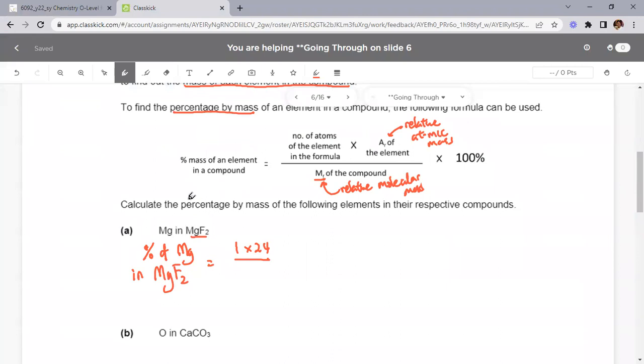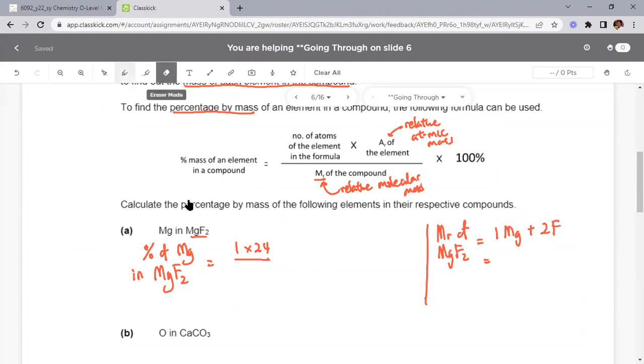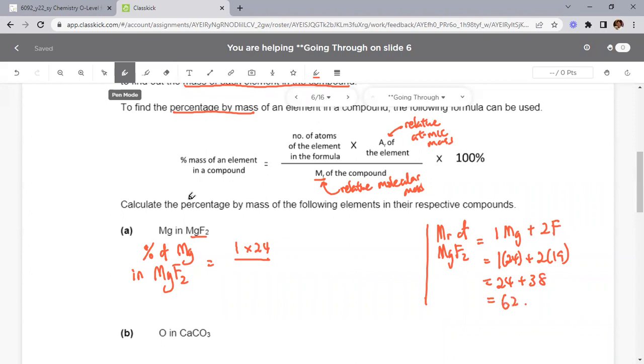So you realize at the bottom, we need to find something. We need to find MR, right? So let's draw a line here. Let's find the MR of MgF2. This consists of 1 Mg plus 2F. So 1 times 24 plus 2 times 19. So this is 24 plus 38. You're gonna get 62. Okay, 62.